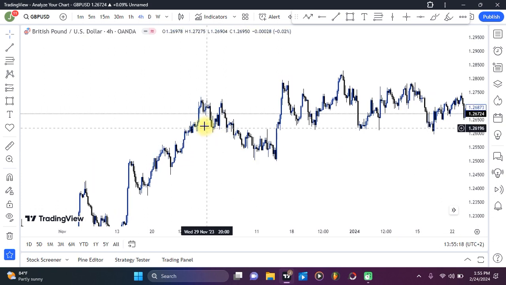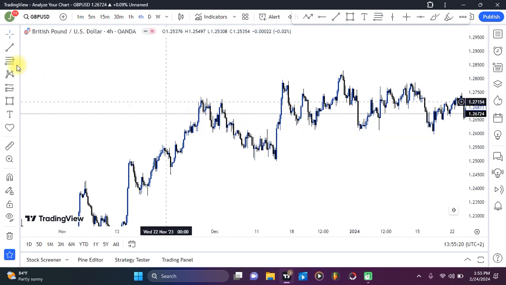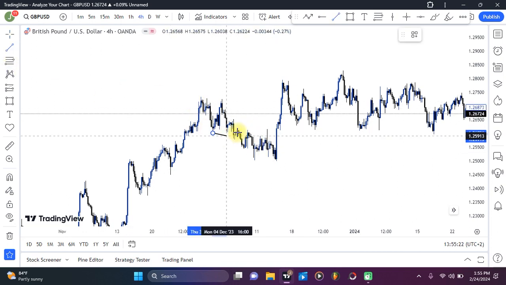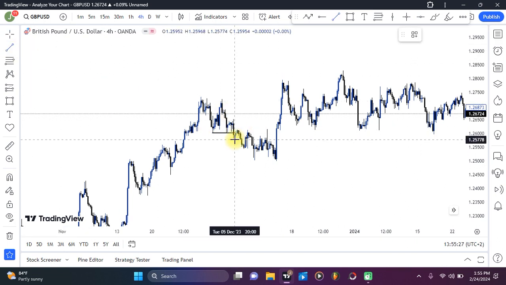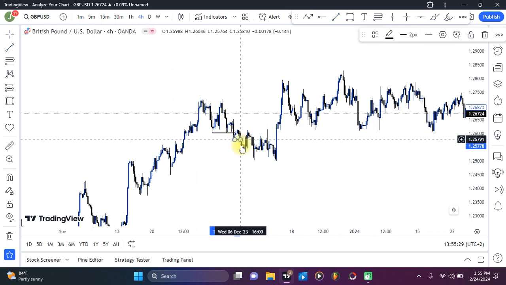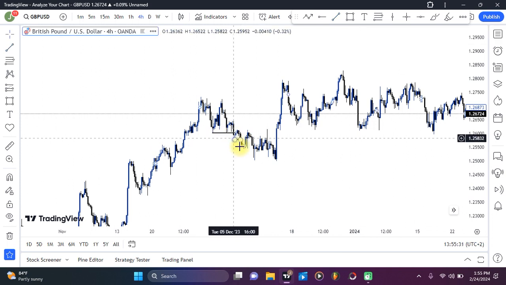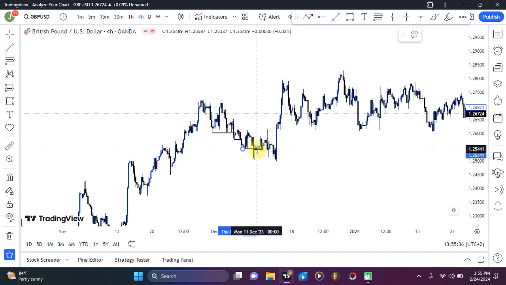So as you can see here, let's look at this reversal. On this reversal, we had this kind of breakout of structure to the downside. So this strategy can also be used to catch a reversal. So we had a breakout of structure to the downside, another breakout of structure to the downside like this.